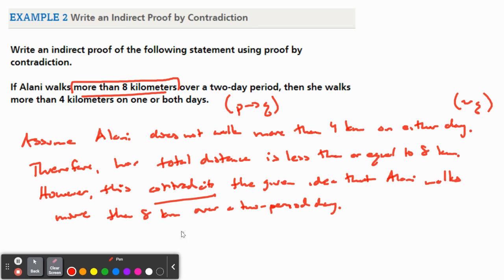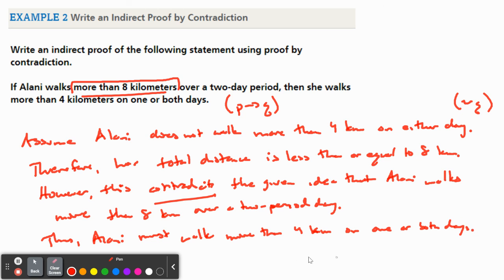So because we arrived at this contradiction, that means that Q must be true. The idea that she walks more than 4 kilometers on one or both days must be true. So we say, thus, Alani must walk more than 4 kilometers on one or both days. And there you go. And that's your proof.